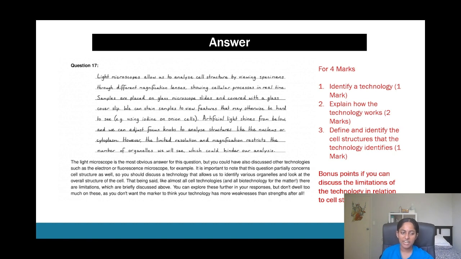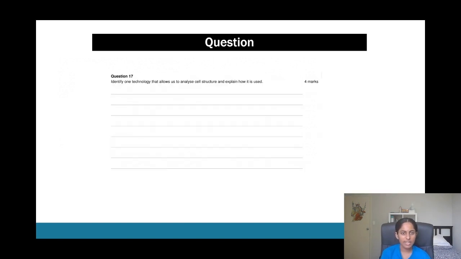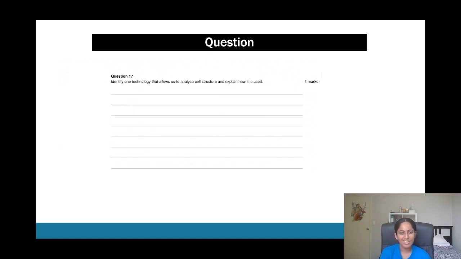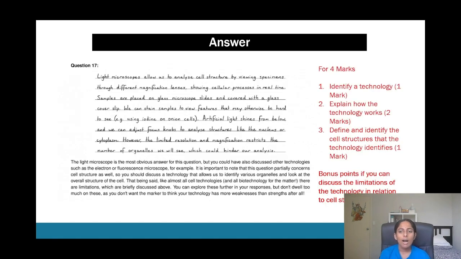All right, hopefully you had a go at looking at this question. So if we go back to what the question's asking, it's saying identify one technology, and it's asking you to explain how it analyzes cell structure. So the first mark I would be giving you is if you identified a technology for me, something like a light microscope or an electron microscope. Probably the light microscope is the easiest bet because you'll be using it at school and you'll know it really well. The next 2 marks come in explaining how the technology works.